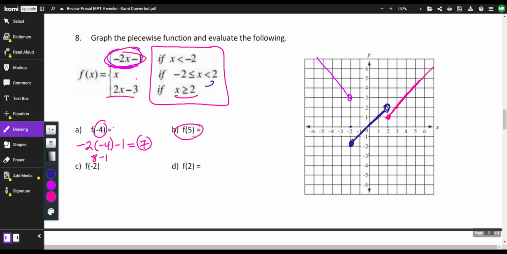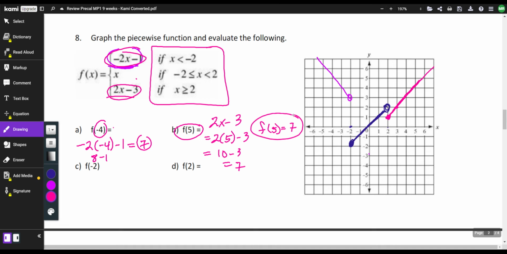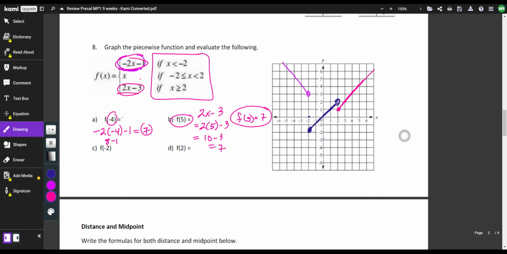Same thing with this one. F evaluated at 5. We're going to look, where's 5? Is it less than -2? No. Is it between these two? No, it's right here. 5 is greater than 2, so we have to use this equation. So f at 5 is going to be 7. Okay, and that's how we do those.